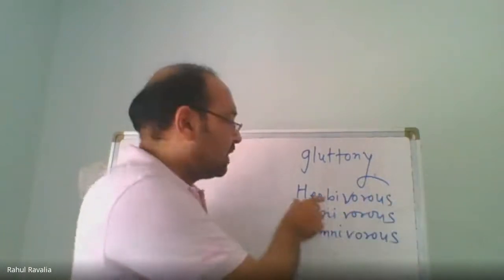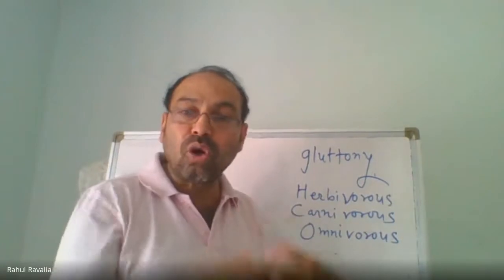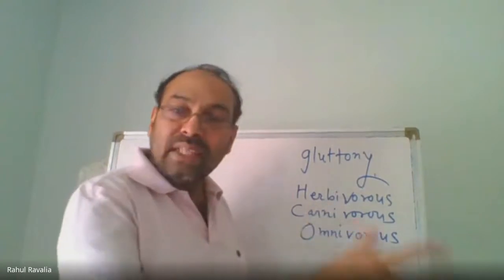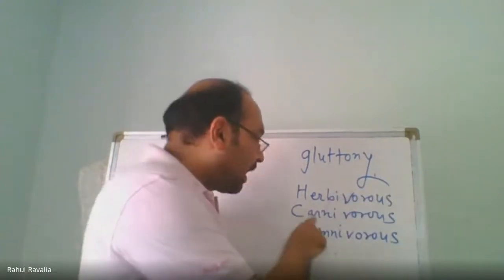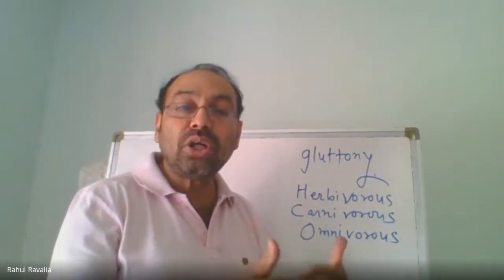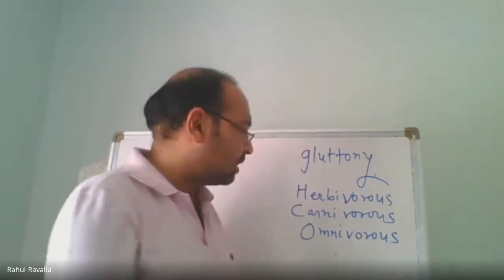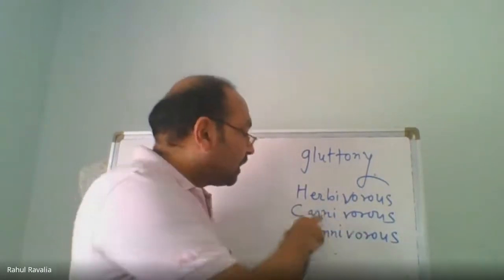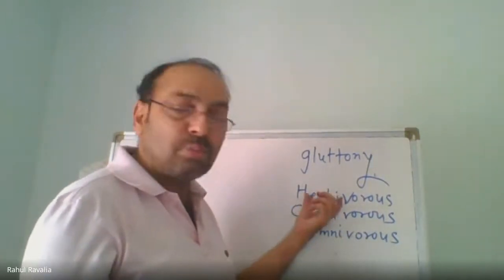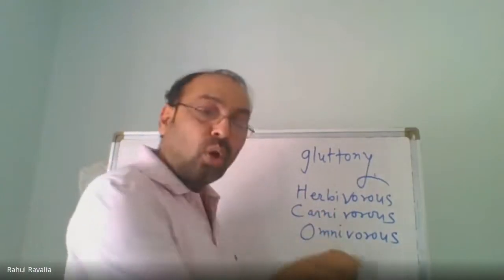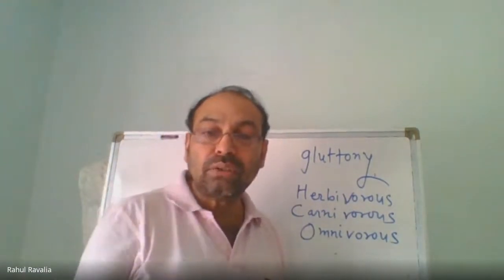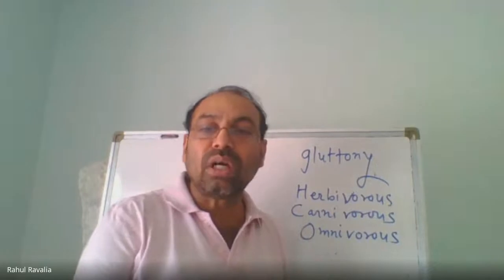So there are two morphemes: one is herb, another is vor, from devour, which means to eat. So animals which eat plants and leaves are herbivorous. Animals which eat carnes, carnes meaning the dead bodies of other animals, are carnivorous. And animals which eat herbs and dead bodies also, meaning all, omni means all, are called omnivorous. But as I told you, this is applicable only to animals.